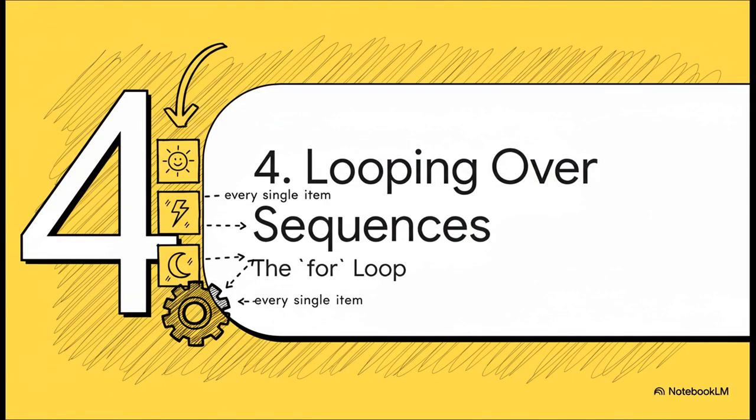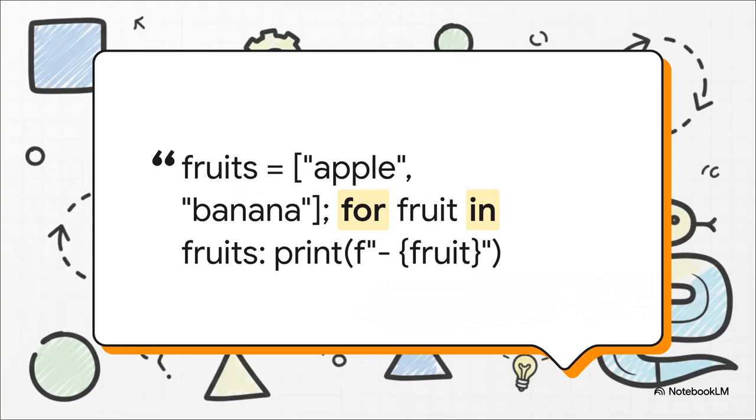While loops are fantastic when you're waiting for some condition to change, but what if you have a collection of things, like a list, and you just want to do something to every single item in that collection? For that job, there is a much, much better tool. This is the for loop, and it is built specifically to go through sequences. So here we have a list of fruits. The for loop just automatically works its way through it, one item at a time.